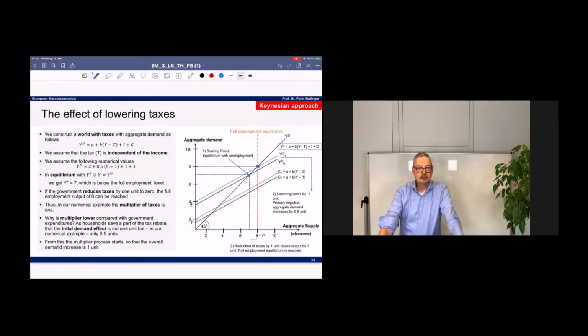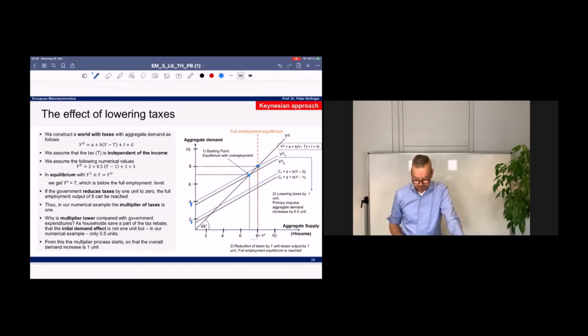So we can see that in order to stimulate the demand, government expenditures have a stronger effect because of this initial impact, which has a full effect on aggregate demand, while in the case of lower taxes, the initial impact in the first round is only half of the money that the government has to use to stimulate the economy.